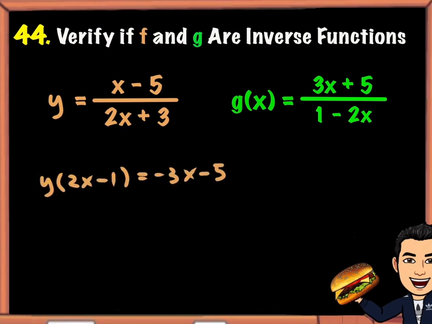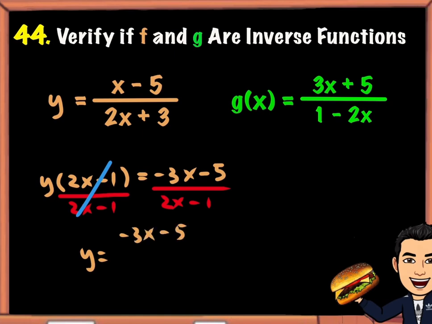Now, continuing from the last step, I'm going to divide by 2x minus 1 on both sides. So now y is isolated. y is equal to negative 3x minus 5 over 2x minus 1. Right now they look kind of similar, but they're not exactly the same.